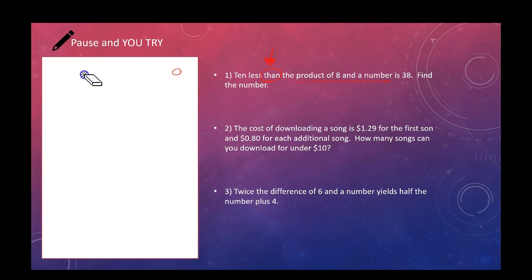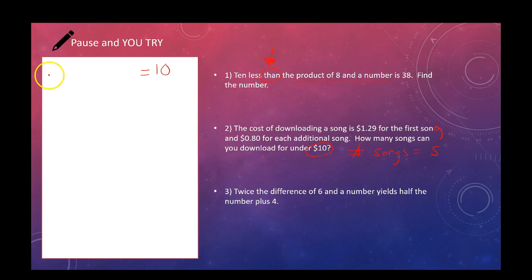All right, let's look at the next one. The cost of downloading a song is $1.29 for the first song, and 80 cents for each additional song. How many songs can you download for under $10? Okay, so again, let's start with our total. It's got to be under 10. So it's $1.29 for the first song and then 80 cents for each additional song. Well, our unknown is the number of songs, because it says how many songs.